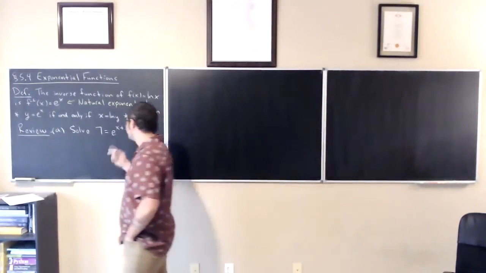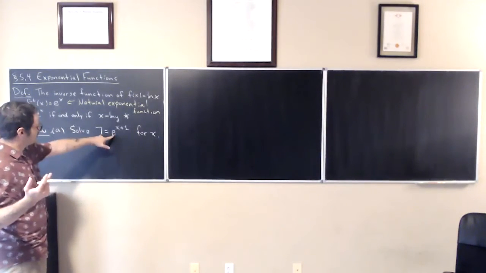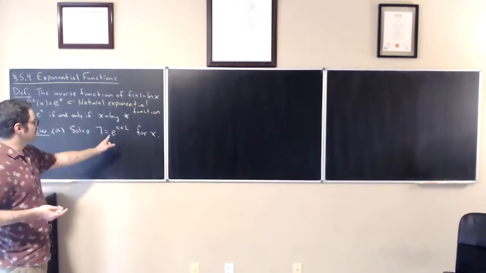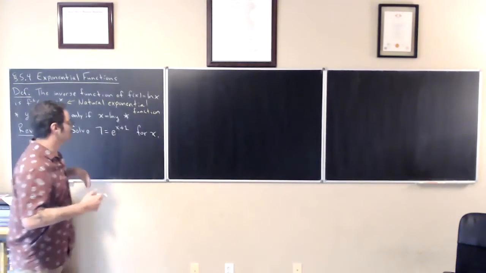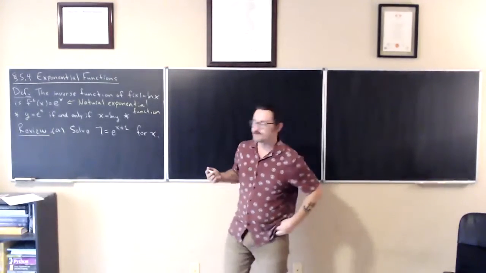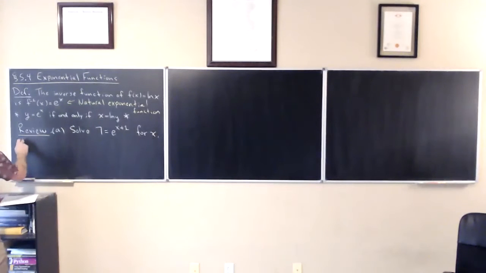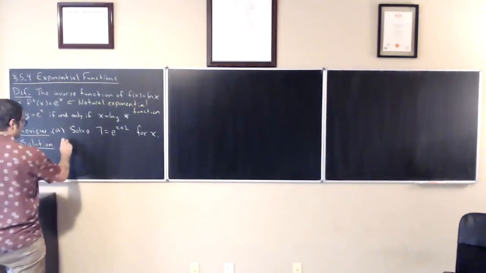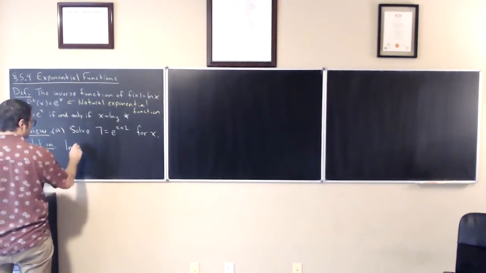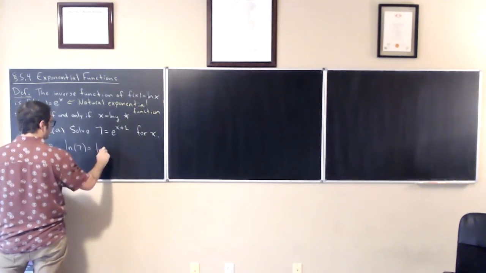Well, you would say, okay, you have this equation with an exponential e on the right-hand side. So one way to eliminate that exponential e is to take the natural logarithm on both sides of this equation. So that's what I'm going to do. This means that I can take the natural log on both sides.